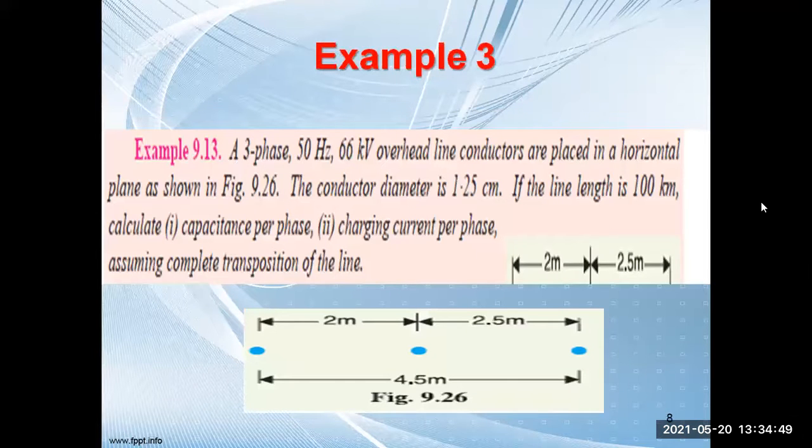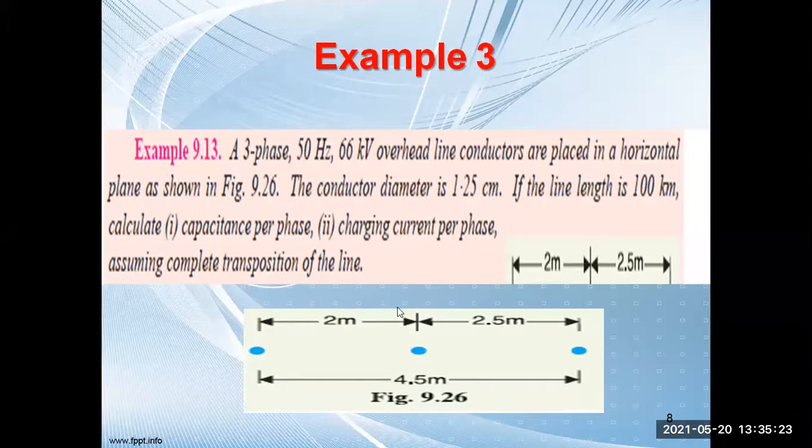Next problem: a three-phase 50 Hz 66 kV overhead line, with conductors placed in a horizontal plane as shown in the figure. The conductor diameter is 1.25 centimeter. If the line length is 100 kilometer, calculate the capacitance per phase and charging current per phase, assuming complete transposition of the line. There are three conductors A, B, C with mutual distances given: between A and B it is 2 meter, between B and C it is 2.5, and obviously between A and C it will be 4.5 meter.